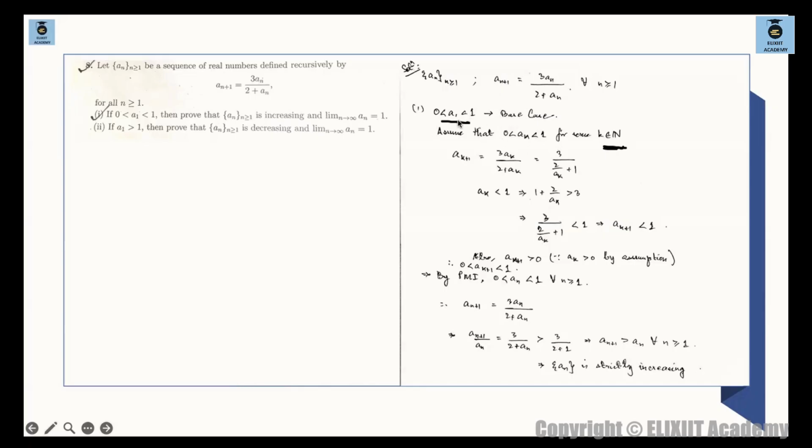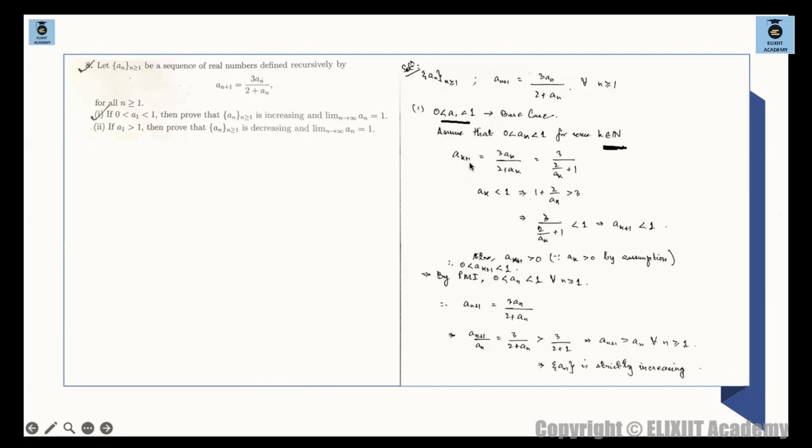So for the base case, A1 lies in between 0 to 1. Then the second step says, assume that AK lies in between 0 to 1 for some K belongs to N. Then the third step, we will be checking for AK plus 1. AK plus 1 will be 3AK divided by 2 plus AK, right? And what are we proving over here? Using induction, we will be proving that AK plus 1 also lies in between 0 and 1.